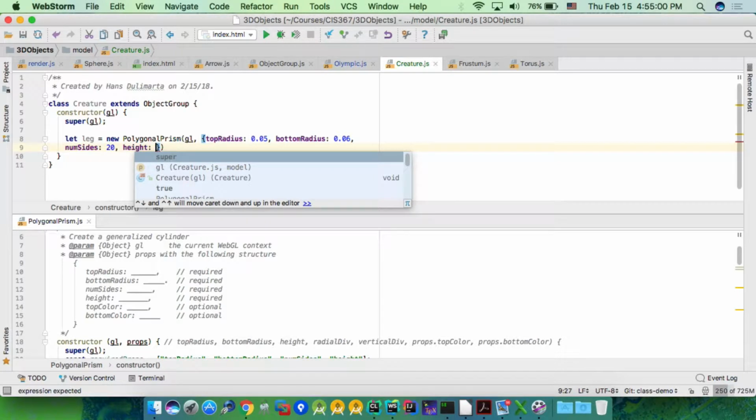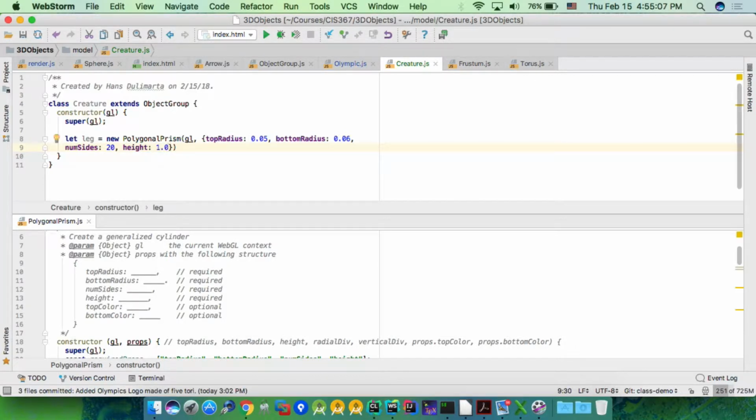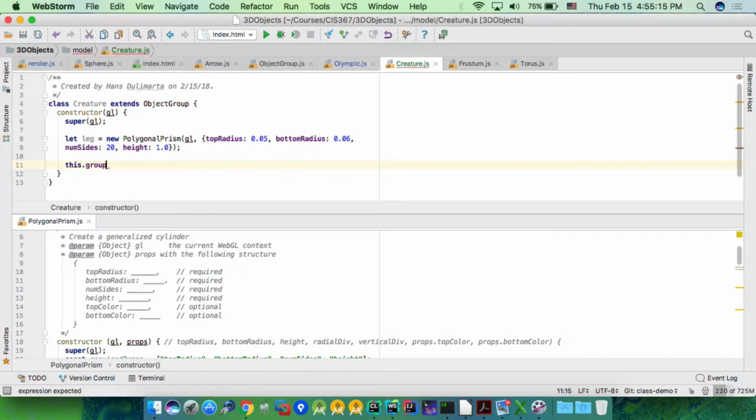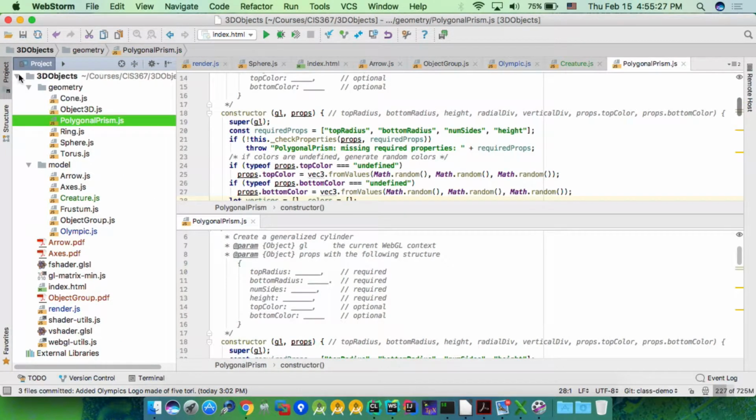No, the leg. We are building the leg. I think it's like 1? One. Okay, built somewhere in the body. It's fine. Okay, and then just start with this group, push, and then leg. We don't have a color yet. The color will be random at this point. But let's see if we can see a cylinder showing up.